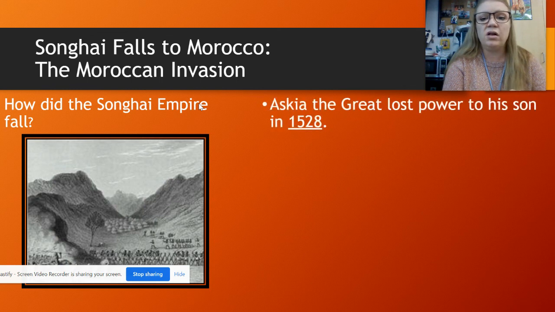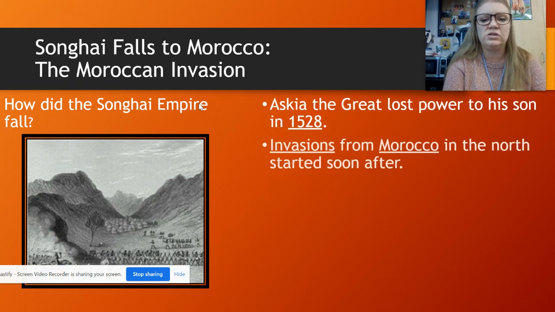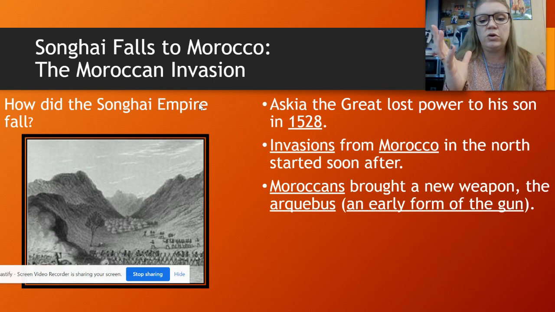And we get to the fall of the empire. So Askia the Great lost power to his son in 1528. Similar to all of the other stories that we have heard, the son was not a very strong leader, and the Moroccans ended up invading Songhai. Oh, sorry. The question for this section is, how did the Songhai Empire fall? So this actually answers part of your essential question. So Morocco from the north invaded Songhai.